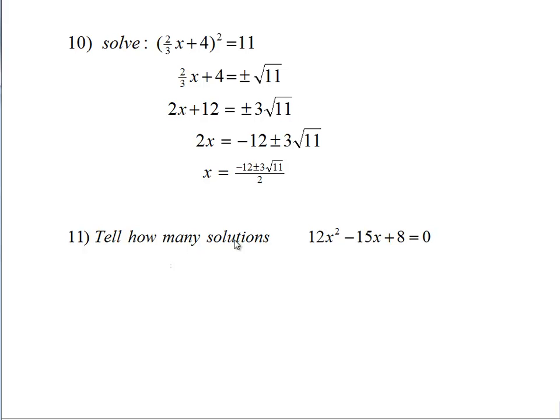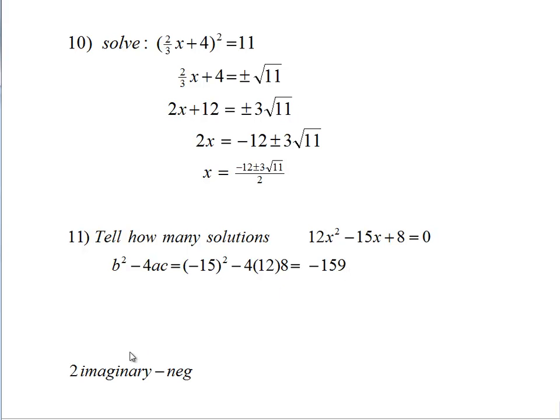Okay, you tell how many solutions. We did that earlier. You take the b squared minus 4ac. b is the middle term, negative 15 squared. 4 times the first one is 12. 8 is the last one. So it's the middle one squared minus 4 first last. 15 squared is 225 minus 4 times 12 times 8, I believe is negative 159.